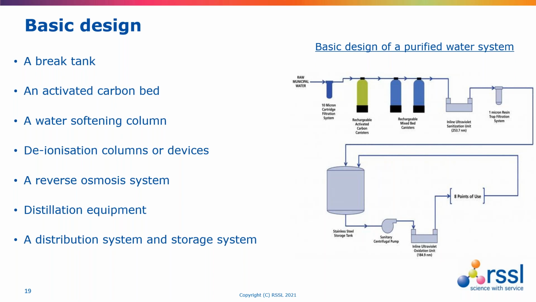It will have a break tank, an activated carbon bed, a water softening column, deionisation columns or devices, and then a reverse osmosis system, which might lead to a distillation system depending upon the design. Then there will be a tank to hold and store the water, and some form of distribution system through a network of pipes leading down to user outlets or plumbed directly into different pieces of equipment. The overriding aspect of design, which is of concern to us in this webinar, is having measures in place designed to minimize microbial contamination.